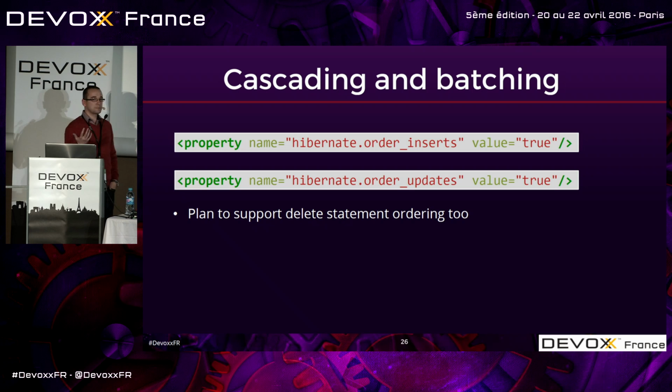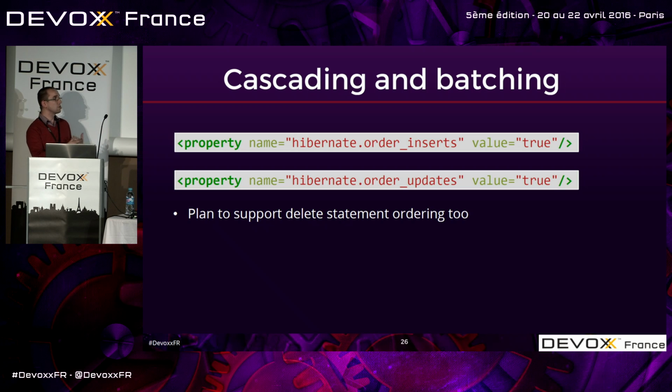Okay, that setting alone is not enough if you're using cascading, because if you're using cascading on a parent-child association, you are going to interleave the statements. You insert one parent, then it will cascade, and the children will benefit from batching, and then you process another parent, and then the children.